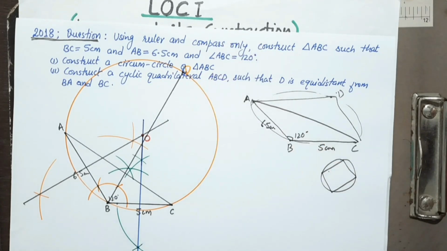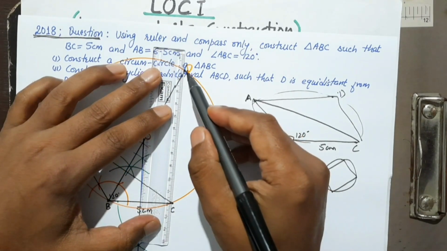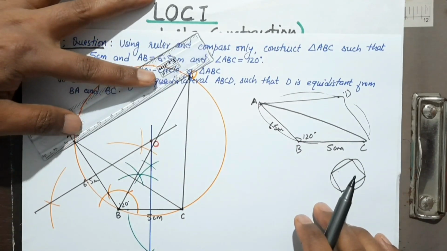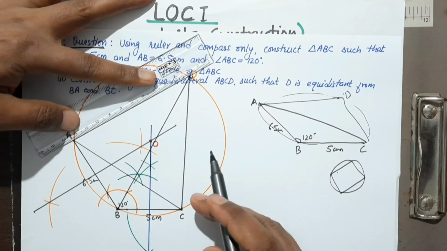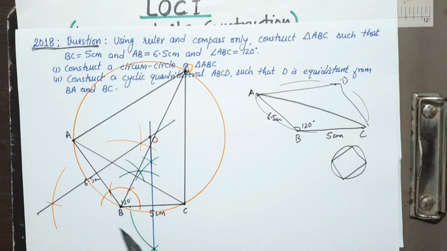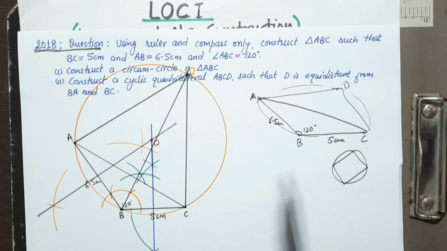Now let us join CD. This is CD and AD. Now this ABCD is our cyclic quadrilateral. So this is how we complete our question from 2018.